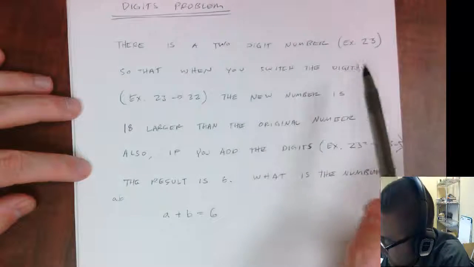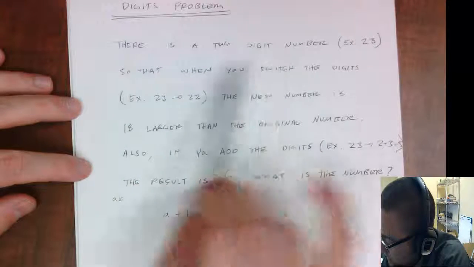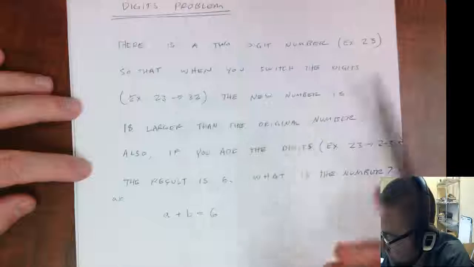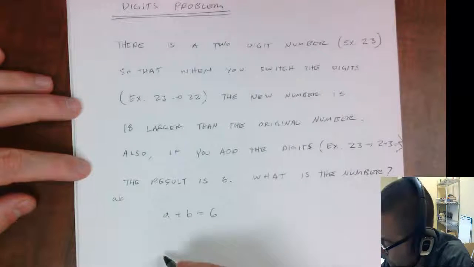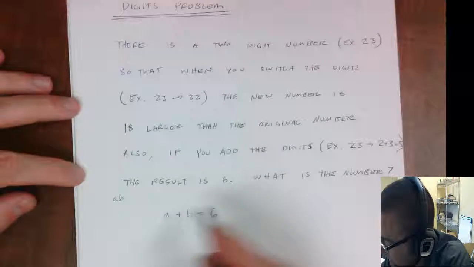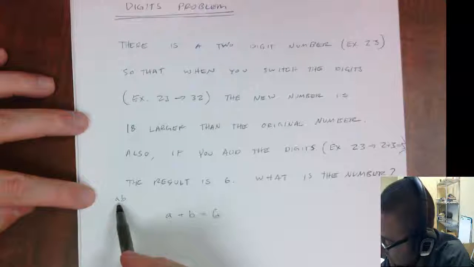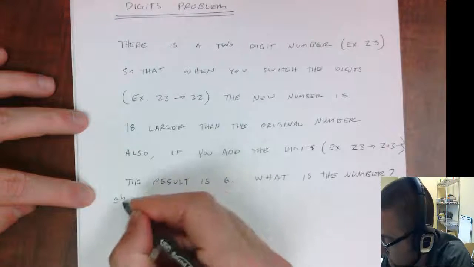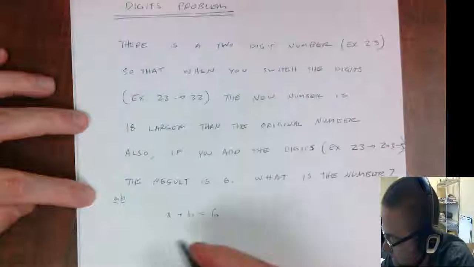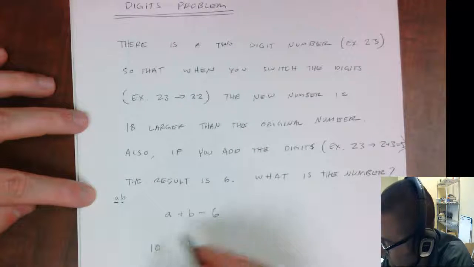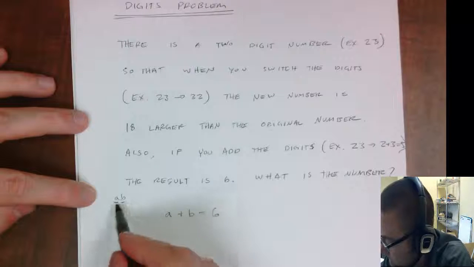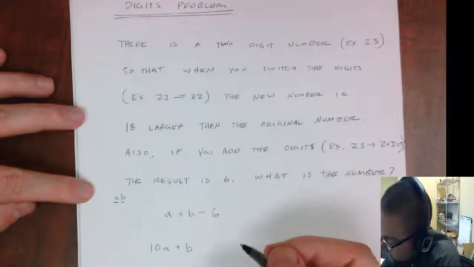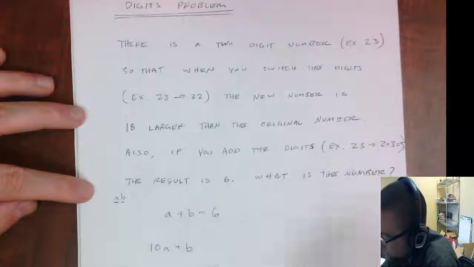Now this other part: when you switch the digits, the new number is 18 larger than the original number. You can't write the original number as a times b. Something is in that slot and something is in that slot. This is the tens place and this is the ones place, so it's really 10 times a plus b. That's the original number.